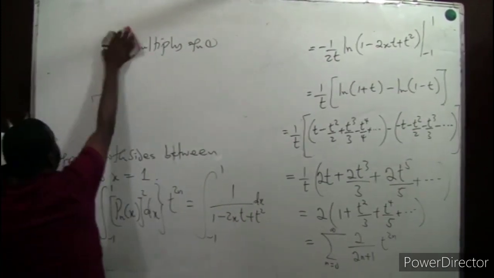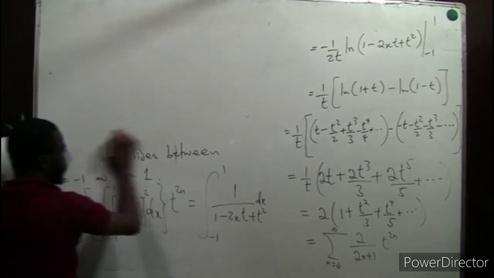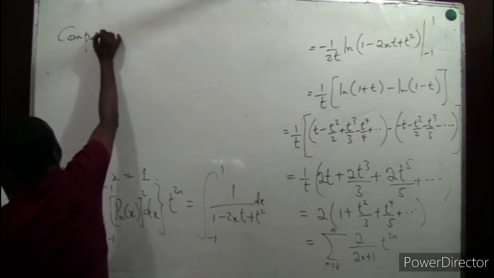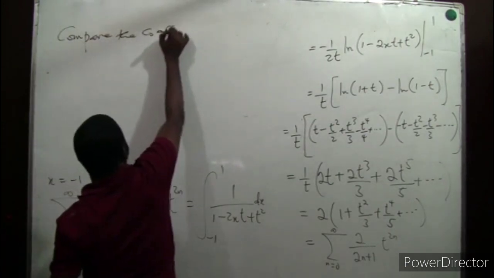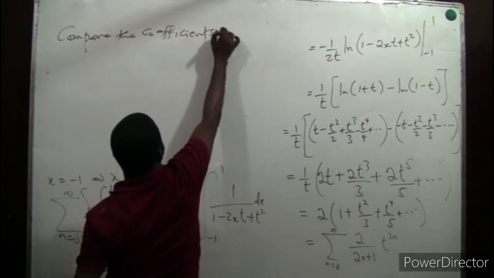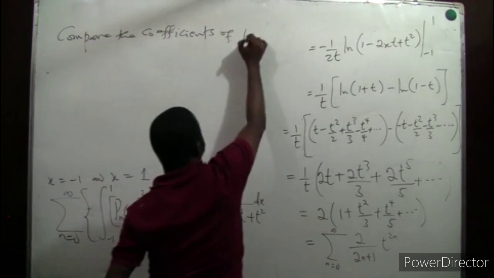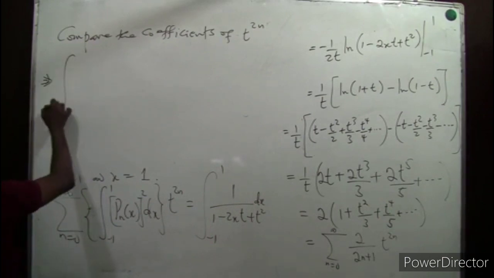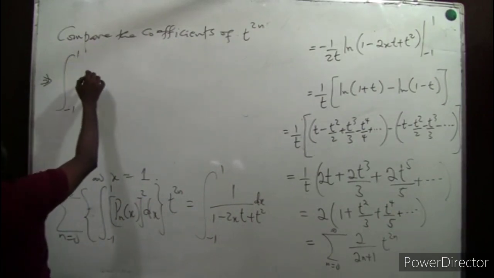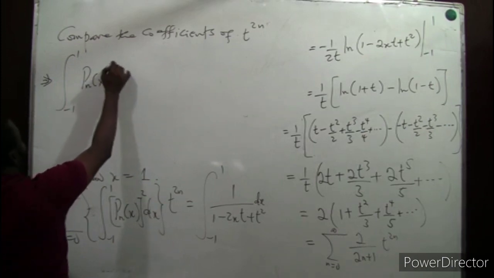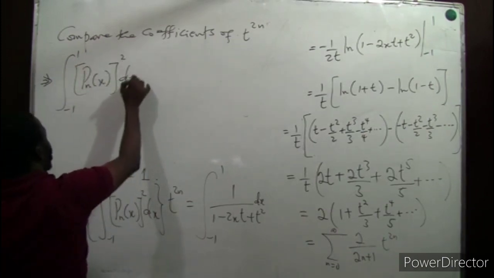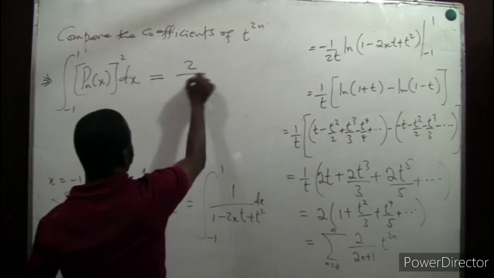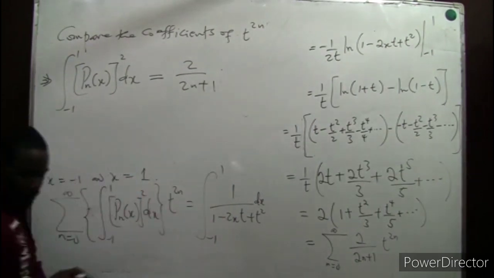Now compare the coefficient of t raised to power 2n. Compare the coefficient of t raised to power 2n implies that we have integral minus 1 to 1 Pn of x squared dx equals 2 divided by 2n plus 1.